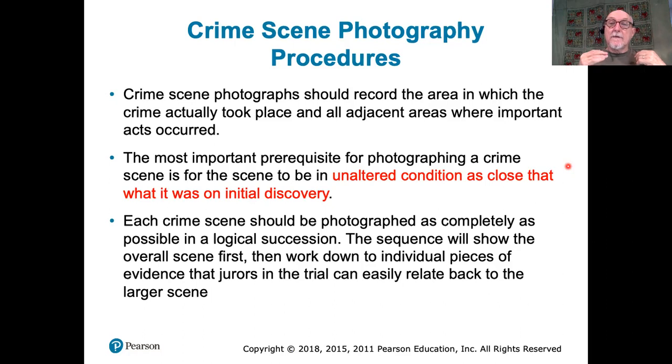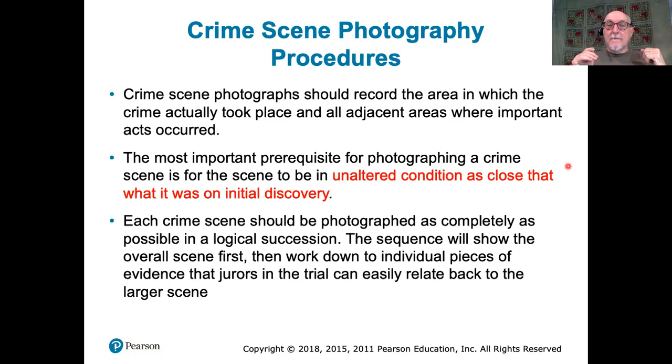Then the photographer will move into the crime scene and will take views of the crime scene while it is unaltered as far as possible. If there has been a murder, for example, the photographer should be called while the body is still present in the scene, because the placement of the body is the most important piece of evidence at the scene, and its placement and everything else needs to be carefully recorded.